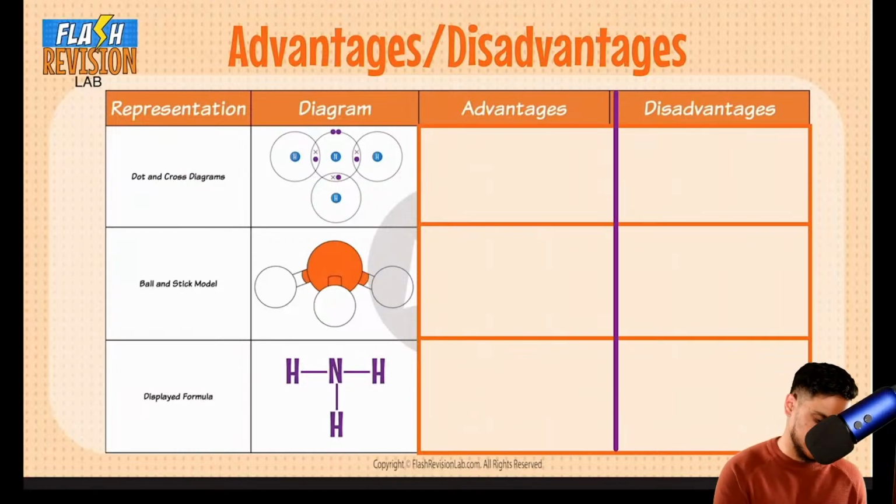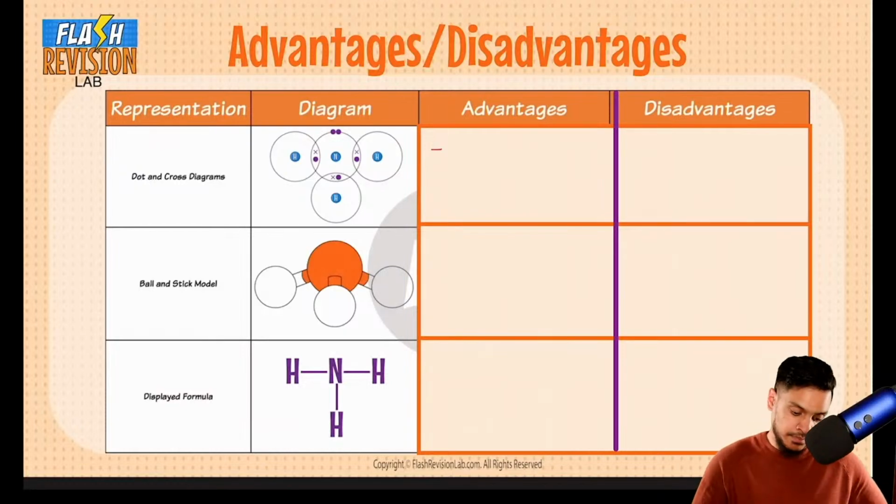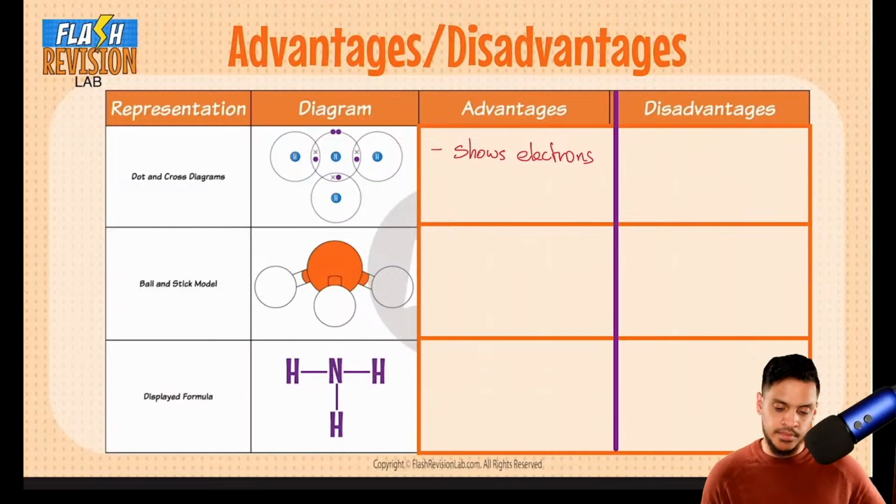So, advantages of a dot and cross diagram: it shows electrons, so we know exactly where the electrons come from. The reason we're going through this, guys, is because they do ask this in your exams. So it shows electrons. A ball and stick model, the 3D model I showed you, shows the 3D arrangement of atoms. None of the other ones do.